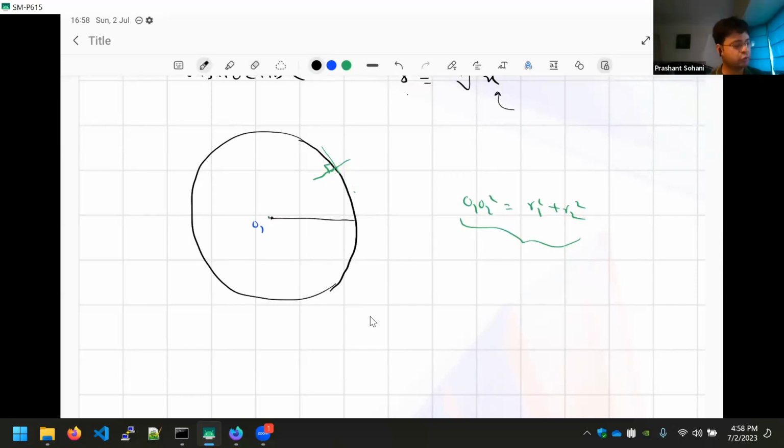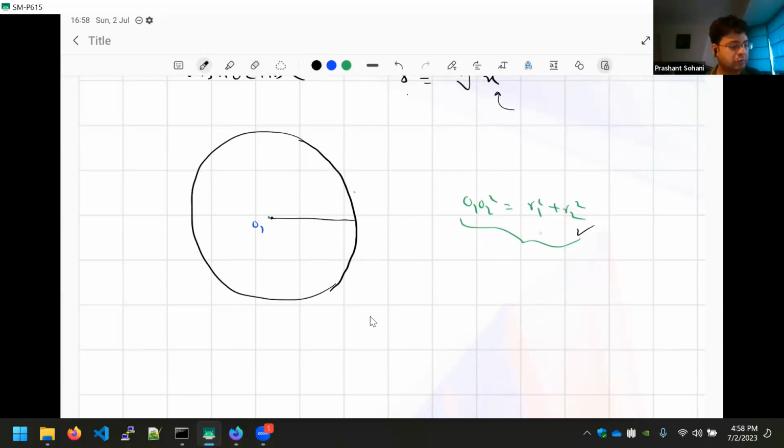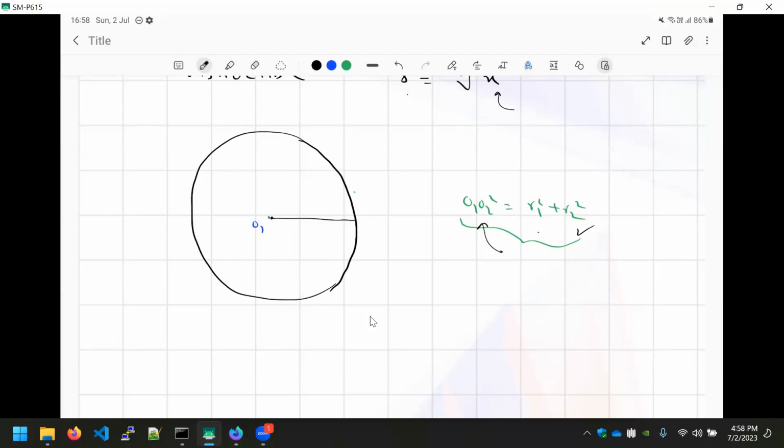Oh no, I'm allowing you to choose O2 anywhere. So we don't know O1O2 square. So we have a lot of freedom. We don't know R2 also. Okay. Yes, but you're right. Suppose I know R2, then I know R1 square plus R2 square. So then I know this quantity, so then I know where to locate that circle. But I'm saying you're free to choose R2 also. So what is that family of circles going to look like? It will be the coaxial circles like the earlier problem. Yes, correct.